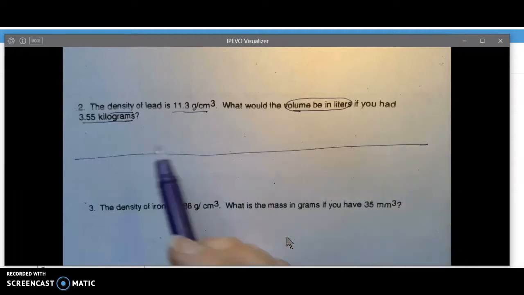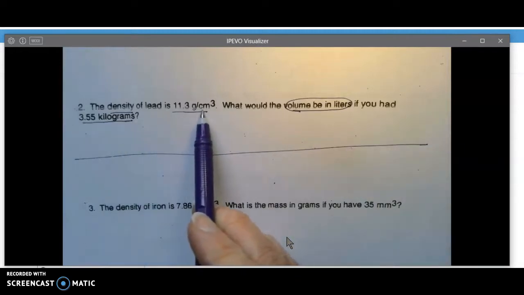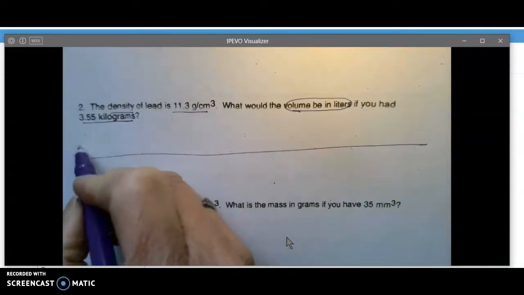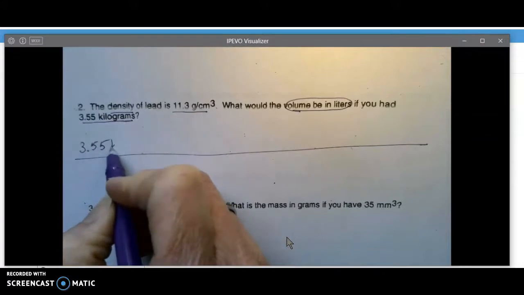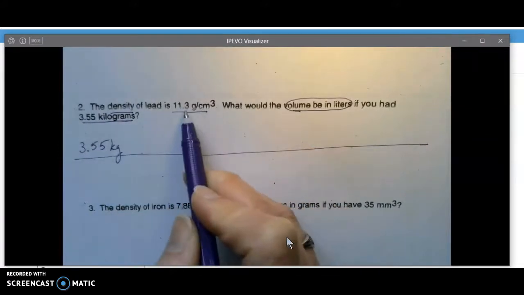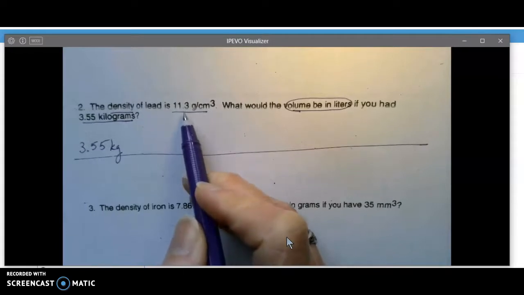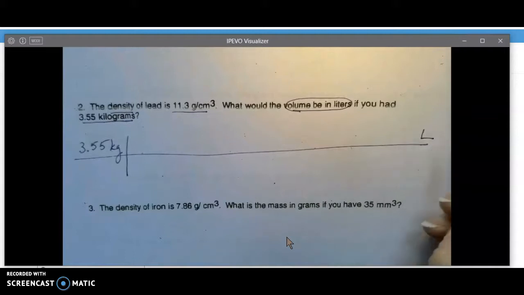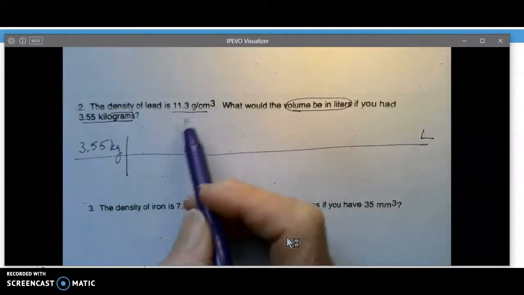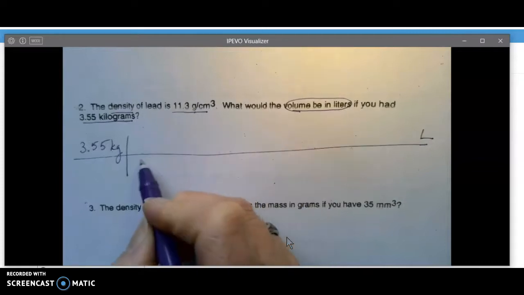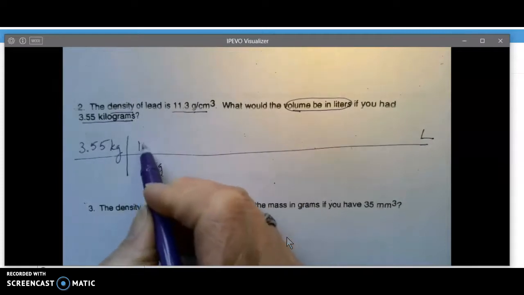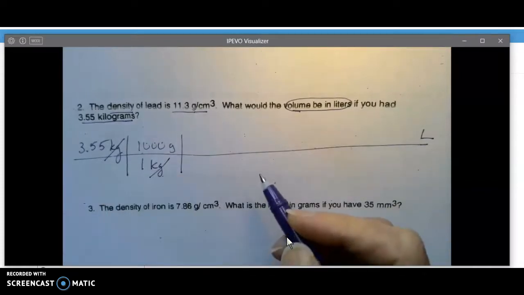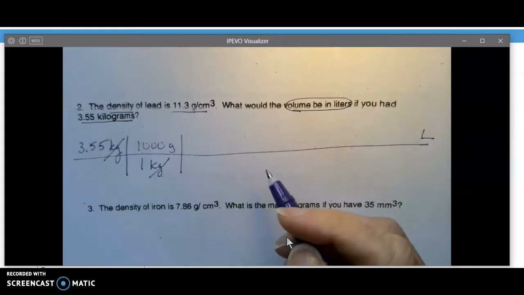So I have to decide which one of these to start with. I am going to start with the 3.55 kilograms because that's a measurement. I could measure out 3.55 kilograms and put it in a pile in front of me. This is a ratio. I can't put that pile of 11.3 in front of me. And then I'm going to, at the end, put liters because that's what I'm trying to find. So my density is given in grams. So my first step is going to be to get kilograms to grams so that I can use the density. Density is the only thing that allows you to switch between units of mass and units of volume.